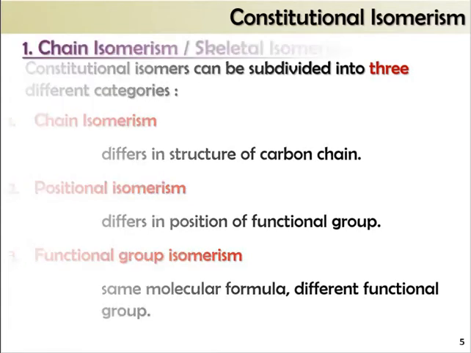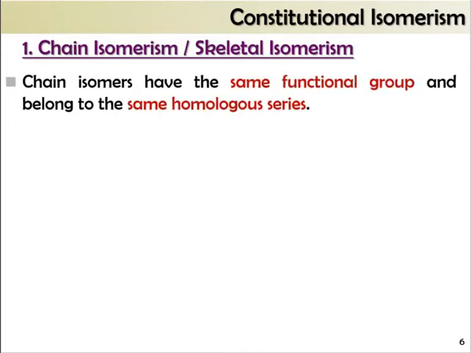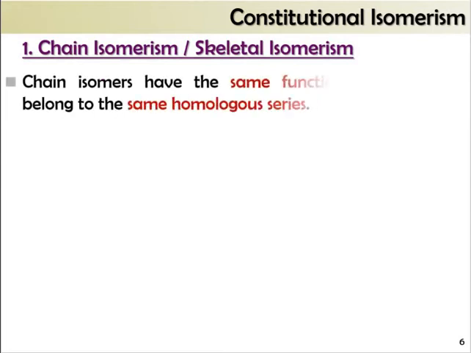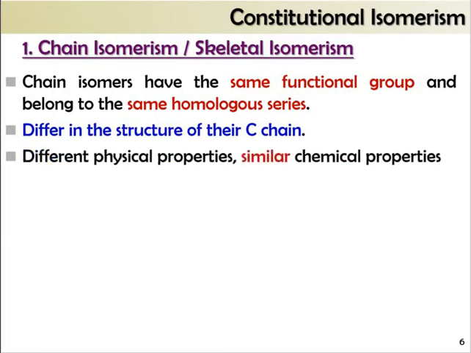Alright. So kita tengok yang pertama dahulu, chain isomerism or skeletal isomerism. So chain isomers, same molecular formula but different structure of carbon chain. So, for chain isomerism, differs in the structure of their carbon chain. Right? Different physical properties and similar chemical properties. Chemical properties adalah dia punya reaction dia. Okay, chemical reaction. Physical ni adalah boiling point, okay, solubility.